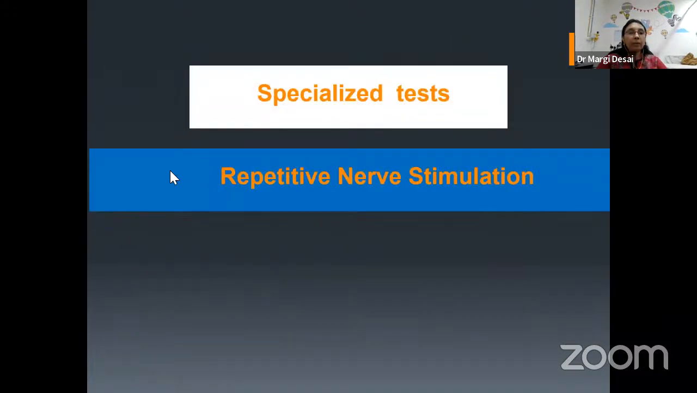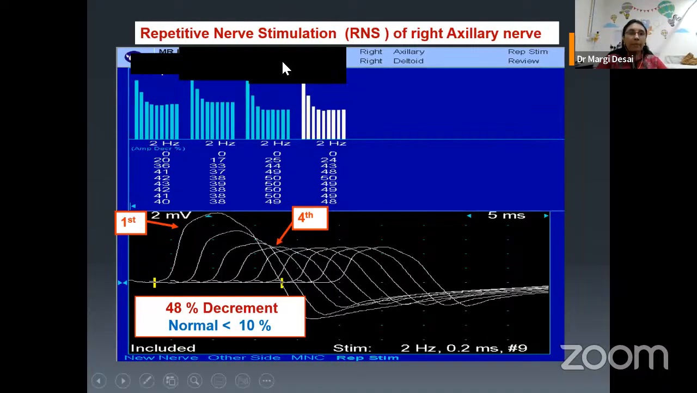So let's look at the repetitive nerve stimulation for the diagnosis of congenital myasthenia. So repetitive nerve stimulation, the electrode application is the same as motor nerve conduction. It is a slightly painful test because 7 stimuli are given one after the other at a frequency of 2 hertz. So these are the 7 stimuli given.